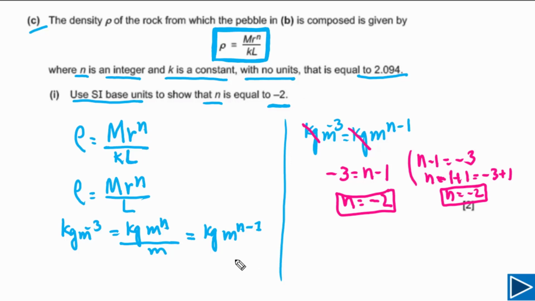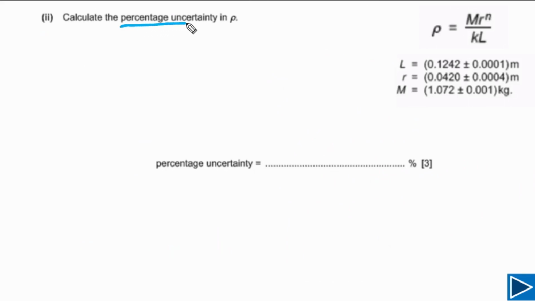The first mark is if you have written these SI units, so you will get the first mark. And this is an M mark, meaning it has to be in your answer. The second mark is the answer mark. If you have got the right answer, you will get the second mark. But if you only write the answer, n is equal to minus 2, you will get 0 marks. For the second part, we need to calculate the percentage uncertainty in density.